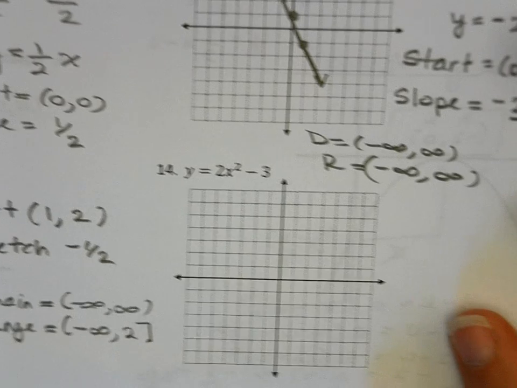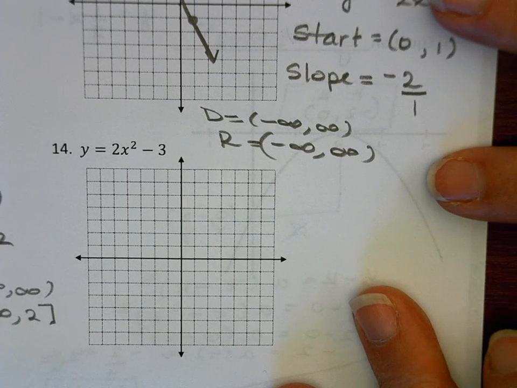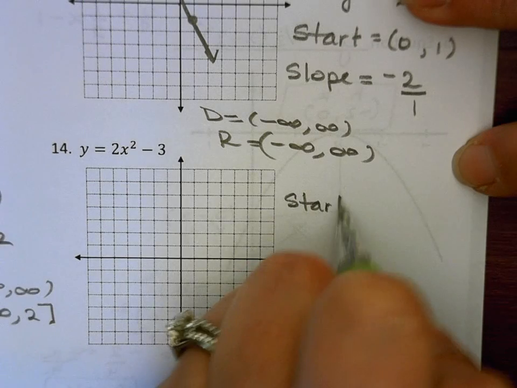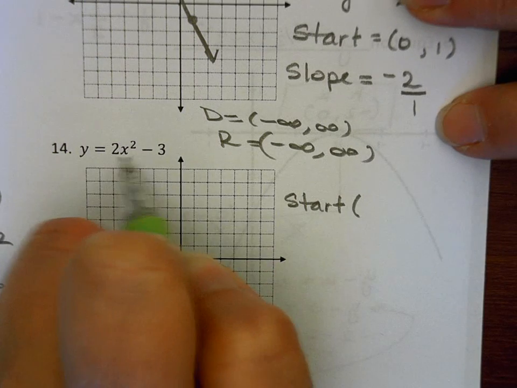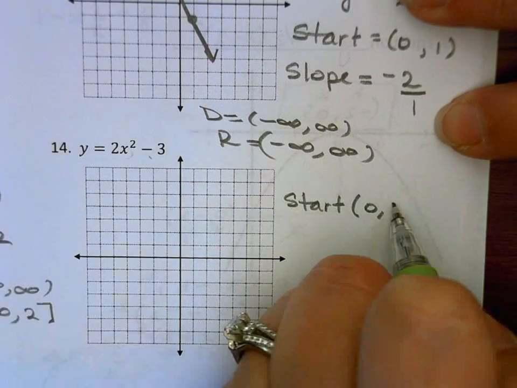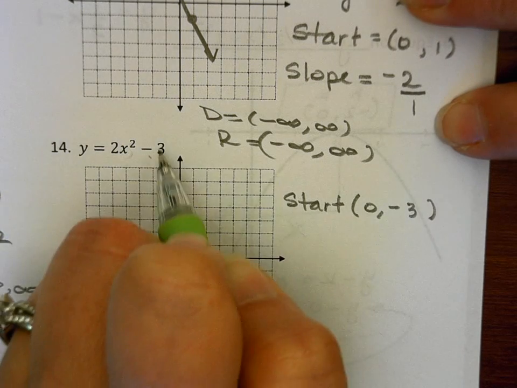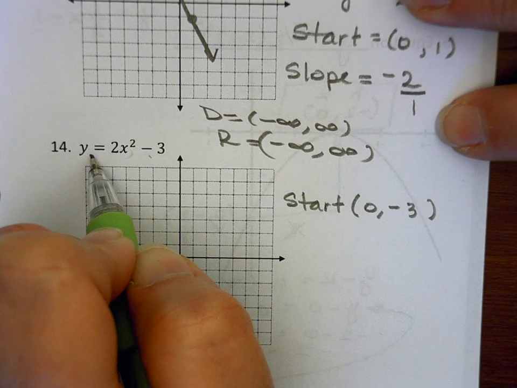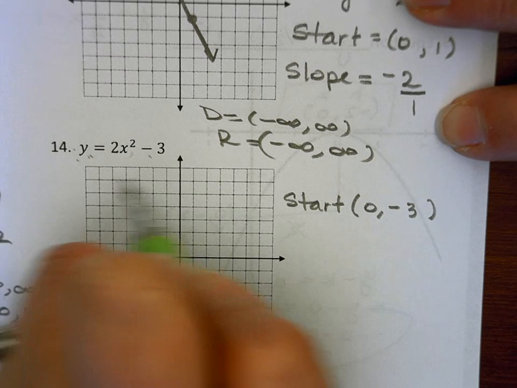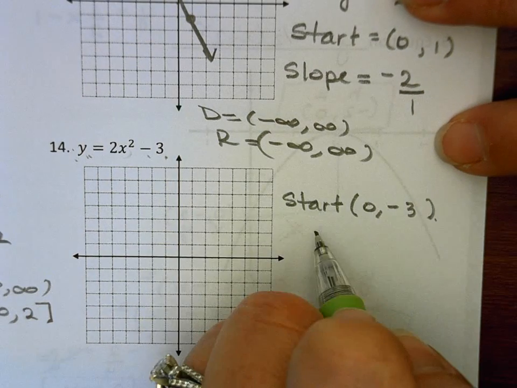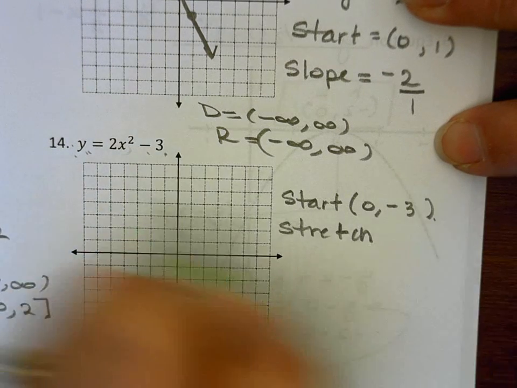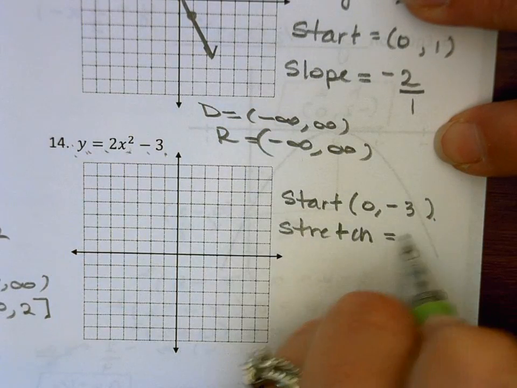Okay, number 14. So my start, or my vertex, is nothing is grouped with the x, so 0, and then my y would be negative 3. Normally I would add 3 over, and then y would have to be negative 3 to send it back to 0. So it would be negative 3. My stretch is the number multiplying x squared, which is 2, or 2 over 1.